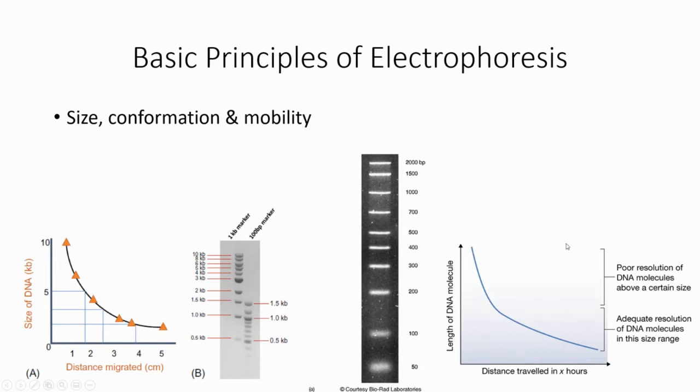And in this curve here, to show you the distance traveled and the length of the DNA, the size of the DNA molecule, here gives you adequate resolution, and here is poor resolution. As you can see, in terms of the distance migrated, here you have a 500 base pair difference. But between here and here, that's 1 kb. If you look from here to here, the same distance, that's 2 kb to 6 kb. So that's why the resolution here is lower. Here you get a higher resolution at the bottom. So that's what this means: adequate resolution in this region, poor resolution in this region.